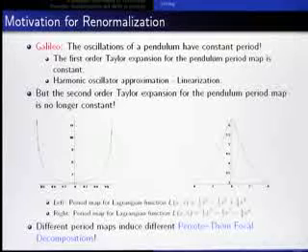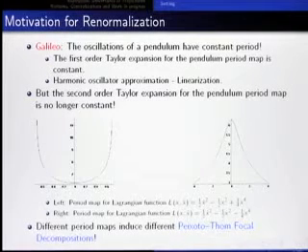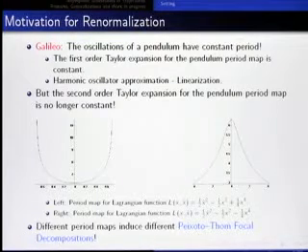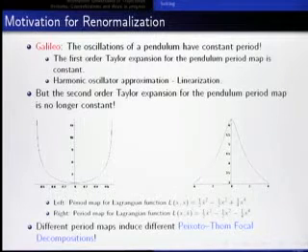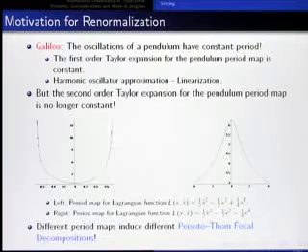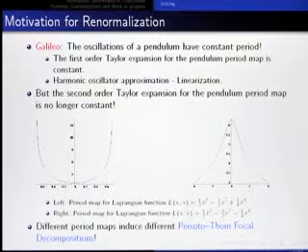Okay, so now let me give you some motivation for the renormalization. Basically, Galileo observed that the oscillations of a pendulum have constant period. This is the same thing as saying that the pendulum's period map is constant up to order 1, or in other words, that you can consider the harmonic oscillator as a linearization for the pendulum.